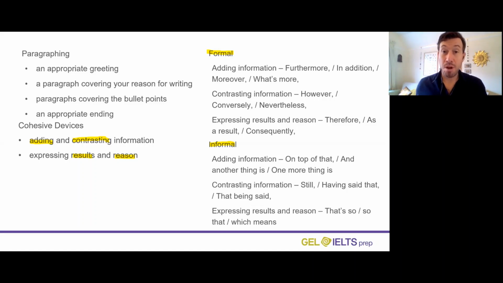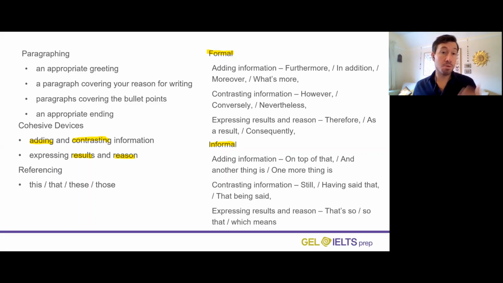Now let's look at one more thing briefly, and that is referencing. This also came up in the marking criteria for coherence and cohesion. And as I mentioned then, referencing is using words like this, that, these, and those. Now, in your writing, it's important that you don't keep repeating the same noun. So you want to use words like this, that, these, and those, or pronouns like it, he, she.